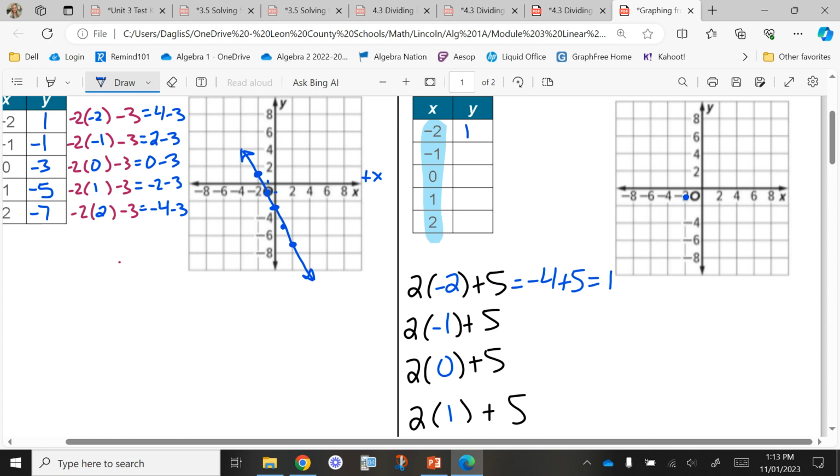All right, my next point. What is 2 times negative 1? Negative 2. There you go. And what's negative 2 plus 5? Positive 3. Good. So we're going to go left 1 and up 3. So left 1 is the halfway mark. And we're going to go up 1, 2, 3 right here.